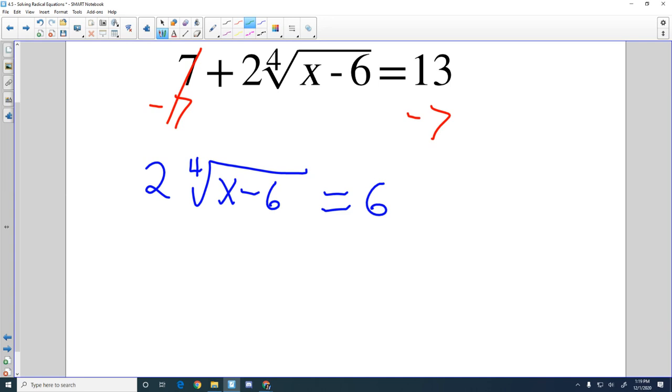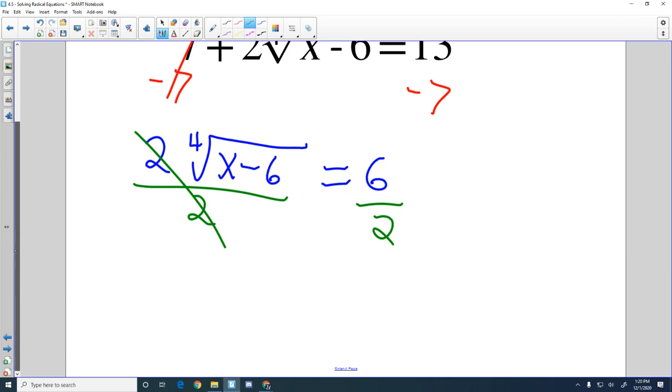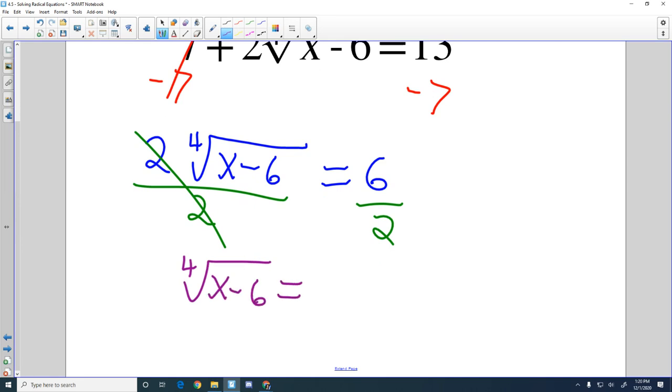All right, is the radical all by itself yet? Can I raise it to the fourth power at this point? Now we're going to do one more thing, right? What do we still want to get rid of? That 2 in front. How do I cancel out this 2? Should I subtract it from both sides? Nah, it's being multiplied with that root. The opposite of multiplying, that's dividing. So we're going to divide by 2 on both sides, right? So those 2's cancel out, which is great. That's what I want. I'm left with the fourth root of x minus 6 equals 3.